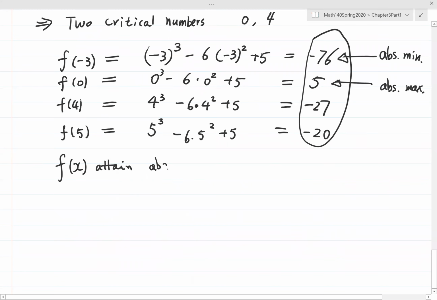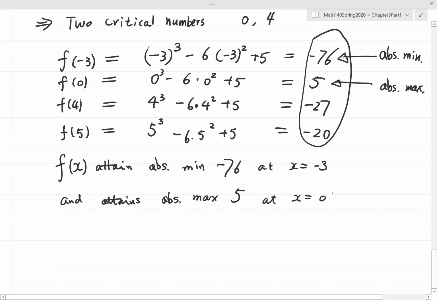absolute minimum -76 at x equals -3, and then attains absolute maximum 5 at x equals 0. Now, of course, we are considering the function value on the closed interval -3 to 5. Okay, -3 to 5.